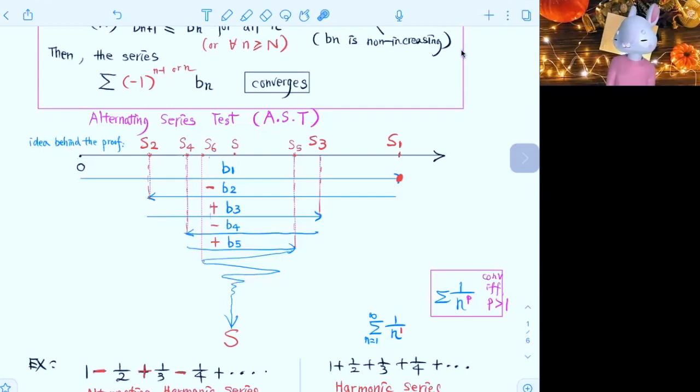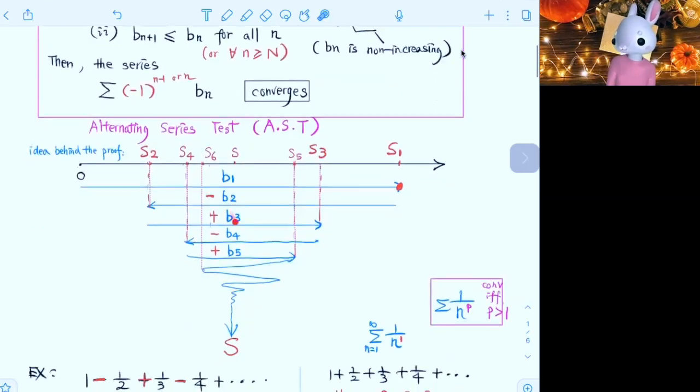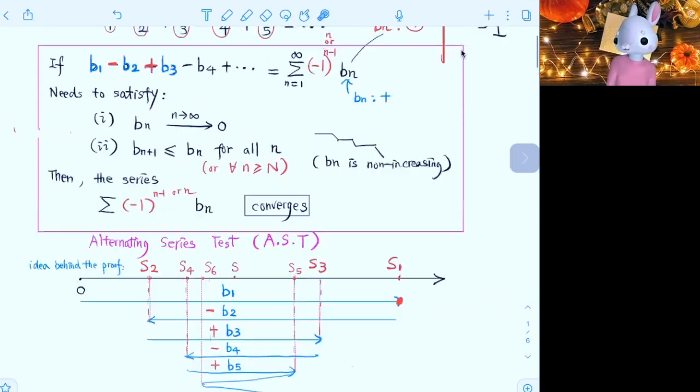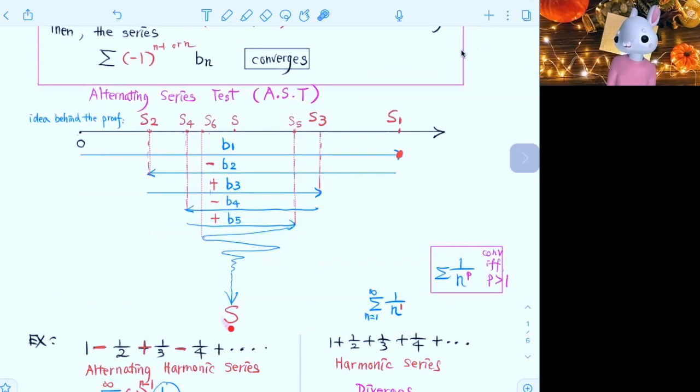So that's the idea behind the proof for this alternating series test. So Bn is going to go to zero, and Bn is going to be non-increasing, meaning the magnitude of each term is less than or equal to the one before. That guarantees that the n-th partial sum is going to drop to a finite number, and that finite number is the sum of the series. So when you sum up all of them, it's going to equal whatever number this one is.